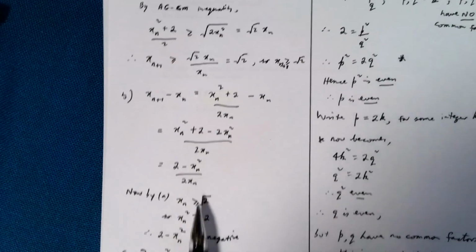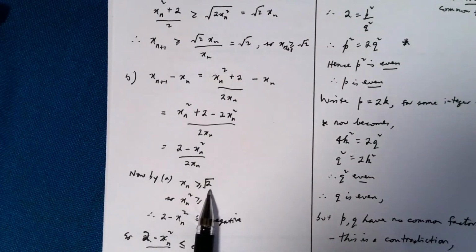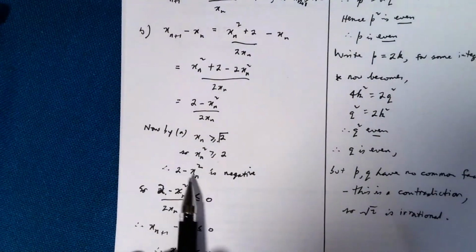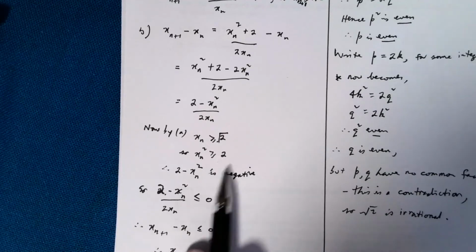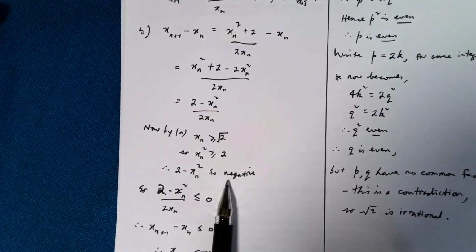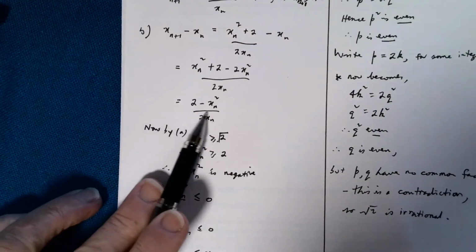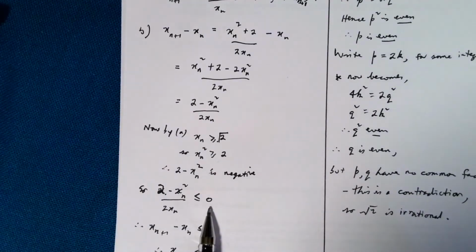Now, by part A, we saw that xn was bigger or equal to root 2. And that means xn squared is bigger than 2. And that tells me then that 2 minus xn squared is a negative number. If xn squared is bigger than 2, then 2 minus this will be a negative number. That means that this quantity up here, because the denominator is positive, is a negative number.